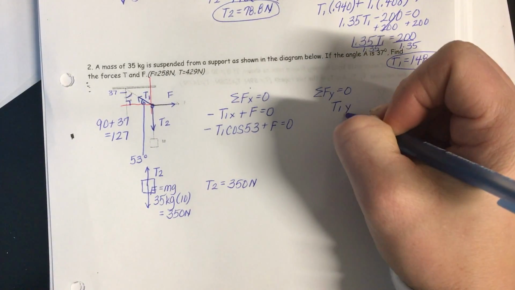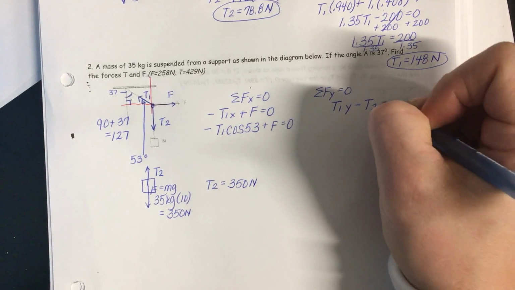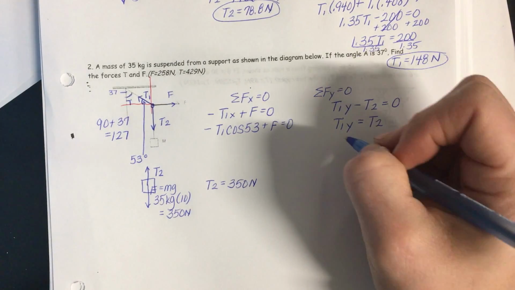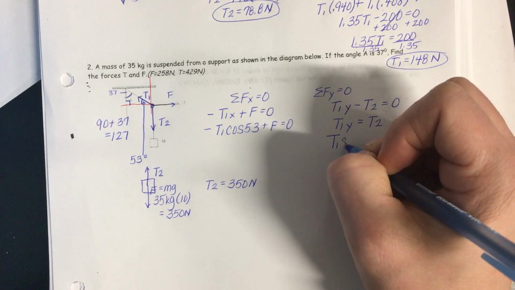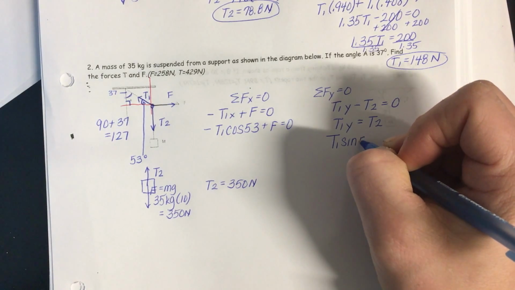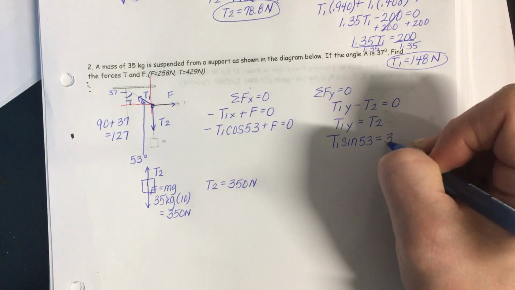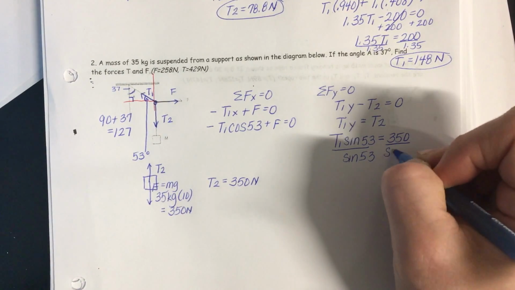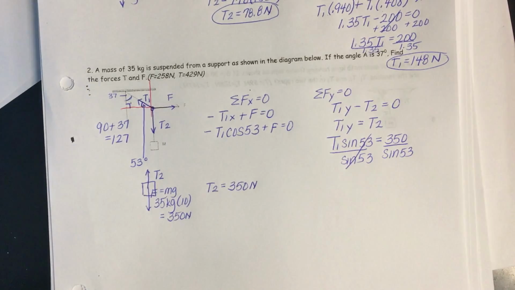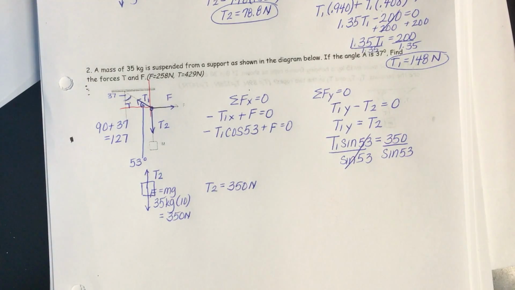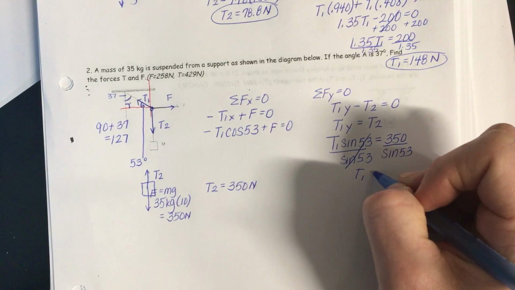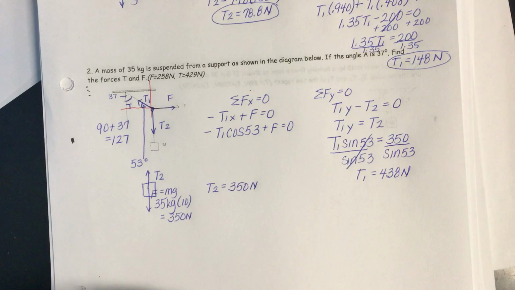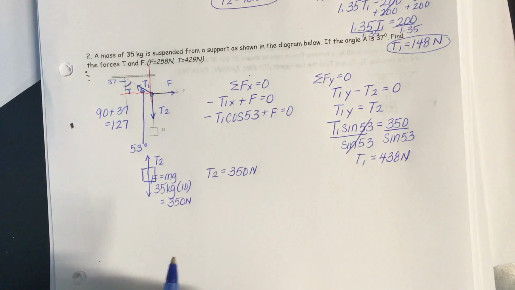So in the y direction, you have T1y minus T2 equals 0. So T1y has to be equal to T2. So T1 times the sine of 53 equals 350. And now you can solve for T1. And you get T1 equals 438 newtons. Now in their answer key they use 9.8, so they're slightly smaller than we are.